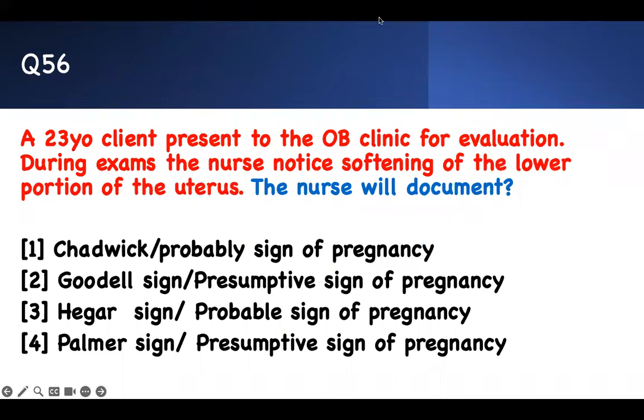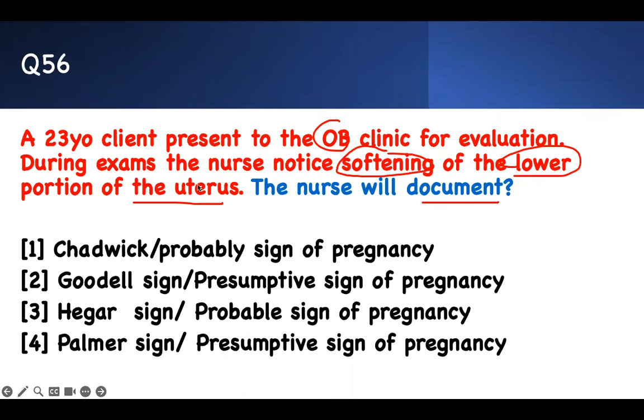Next question. The nurse will document what? A 23-year-old client presents to the OB clinic for evaluation. During examination, the nurse notices, pay attention, softening of the lower portion of the uterus. Then you tell yourself, they're asking you, which one is this? Test taking skills.